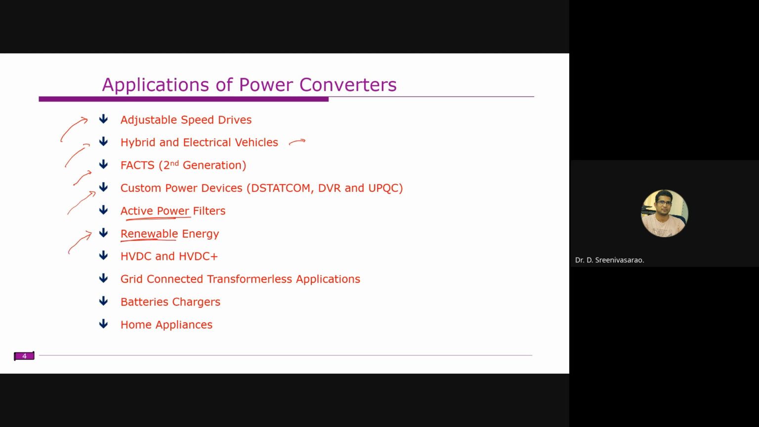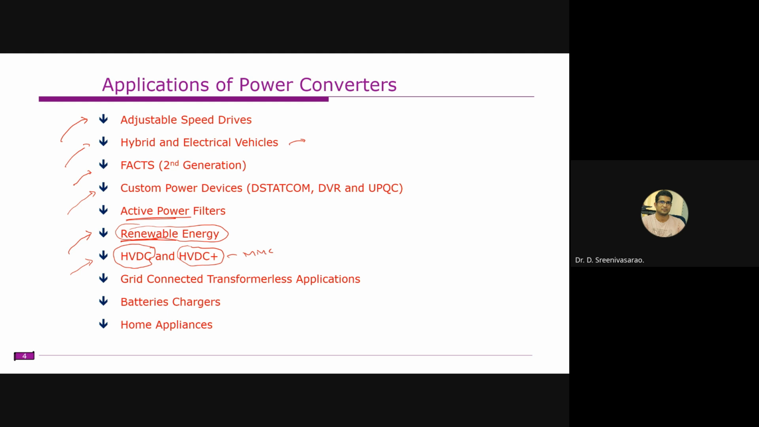For renewable energy sources, for integration we require power converters, for generation also, like solar PV, MPPT, converting that DC voltage to higher DC voltages, and the DC is converted back to AC. So you require power electronic converters. HVDC and HVDC Plus: HVDC is based on GTO technology, and HVDC Plus is based on modular multi-level converters, MMC. So these also require power electronic converters.